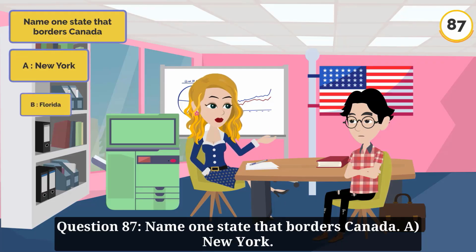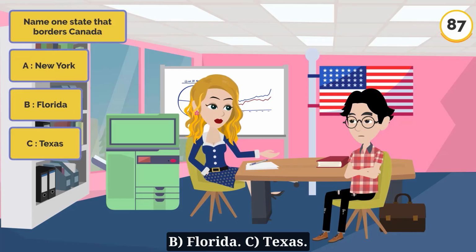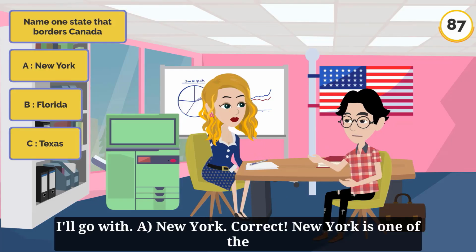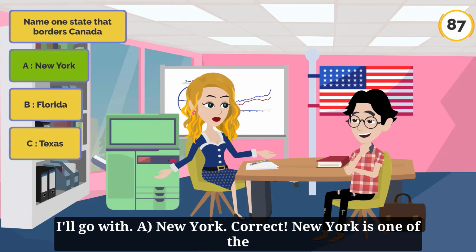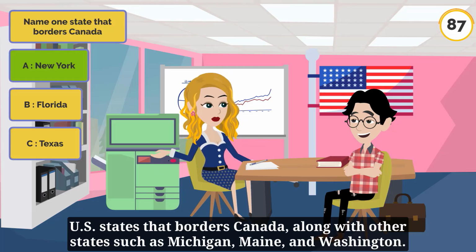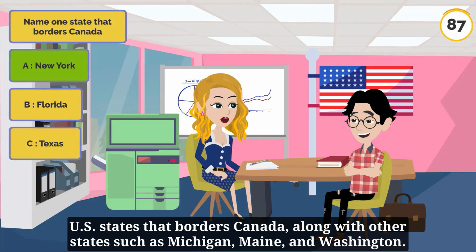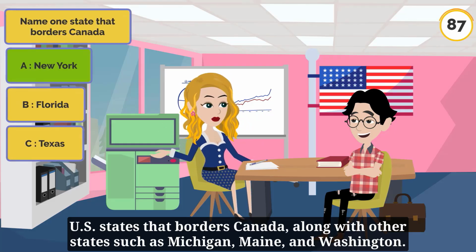Question 87. Name one state that borders Canada. A. New York. B. Florida. C. Texas. I'll go with A. New York. Correct. New York is one of the U.S. states that borders Canada, along with other states such as Michigan, Maine, and Washington.